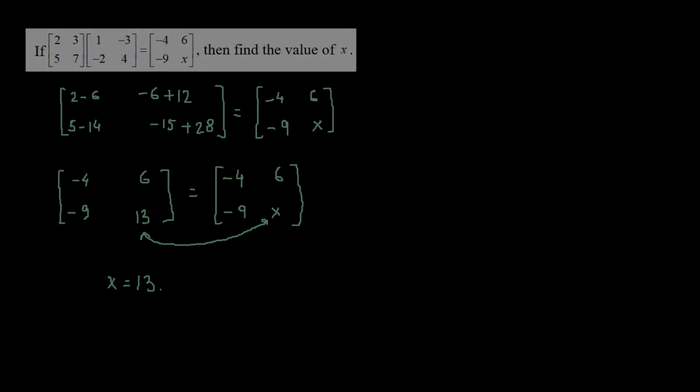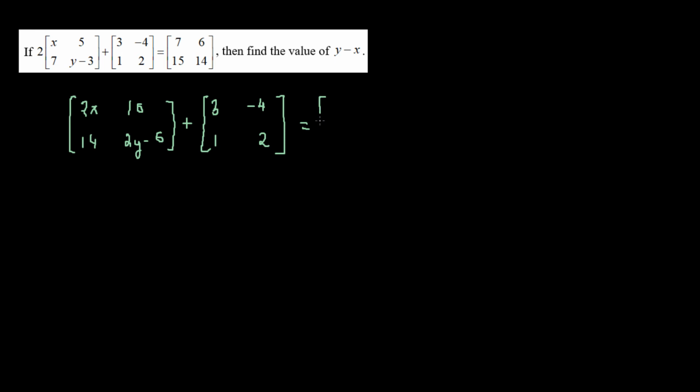Right, next question. It's a very similar question. We have to find the value of y minus x. So what we do is begin by multiplying the scalar to each entry of the first matrix. So that should give us twice x, 10, 14, 2y minus 6, plus 3, negative 4, 1, and 2. So this is equal to 7, 6, 15, 14.